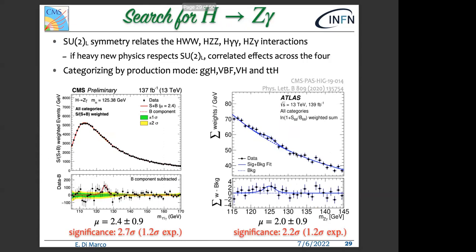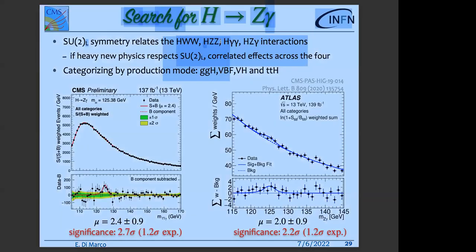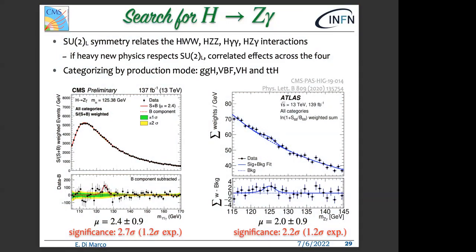Now, instead, a low branching ratio mode, for example, H to Z gamma. This is very important because we have observed the other modes decaying to vector bosons, so WW, ZZ, or gamma gamma. There is also the Z gamma decay, which has a much lower branching ratio. This is important because you can relate this mode to the others through the SU(2)L symmetry, so you can get a consistency test of the standard model.